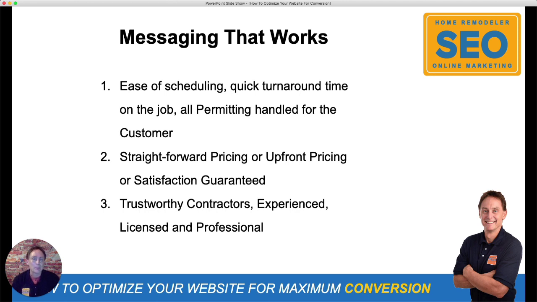You want to be able to promise them ease of scheduling and getting the job done quickly and on time. Conveying straightforward pricing is important as well, assuring them that their price isn't going to double by the time the project is done. And of course, they want to know you're reputable. In other words, you're licensed and insured, you'll pull the necessary permits within the city, and that you have a great reputation within the community and with all of the other clients that you've worked with.